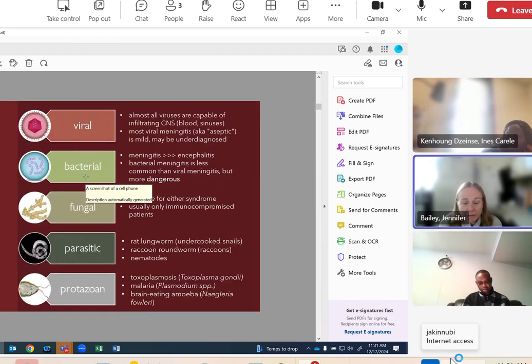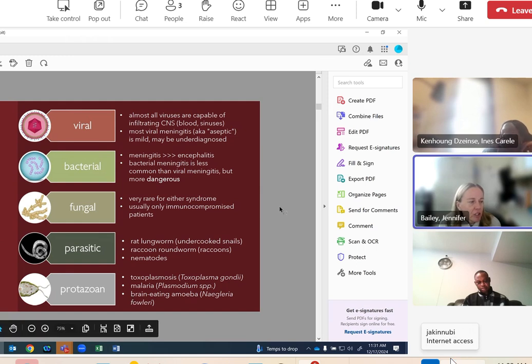There are a lot of different bugs that can cause meningitis or encephalitis. So this slide goes through some of these. But this is just a general overview type of slide. And sometimes they can be present together as well.